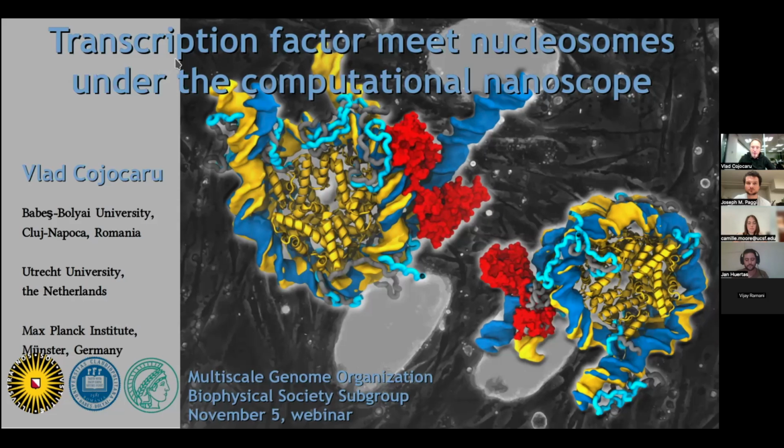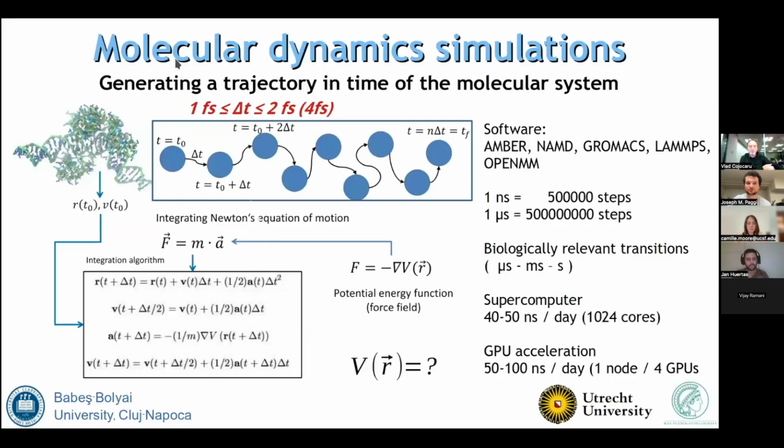For those of you who are not aware of the methods we are using, we are mainly using molecular dynamics simulations to study how transcription factors interact with nucleosomes. To give you a very brief introduction, you take an atomic resolution structure. You can of course use other representations, but we stick to the atomic resolution structure. You have the positions and the velocities in the beginning, and then you basically generate a movie in time of your molecule. Do you see the mouse, actually?